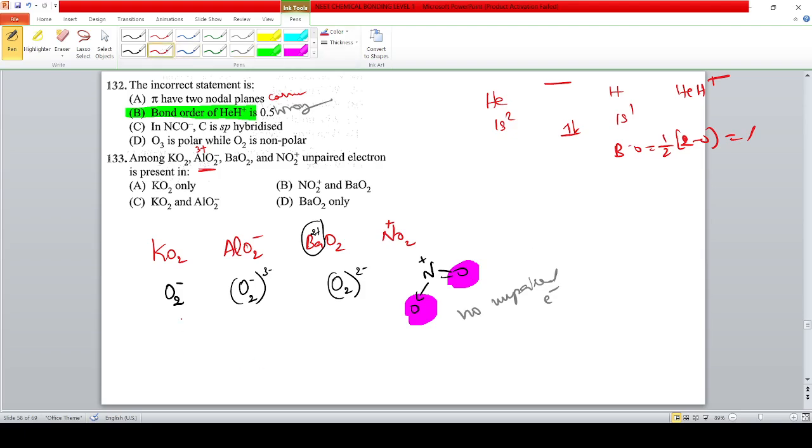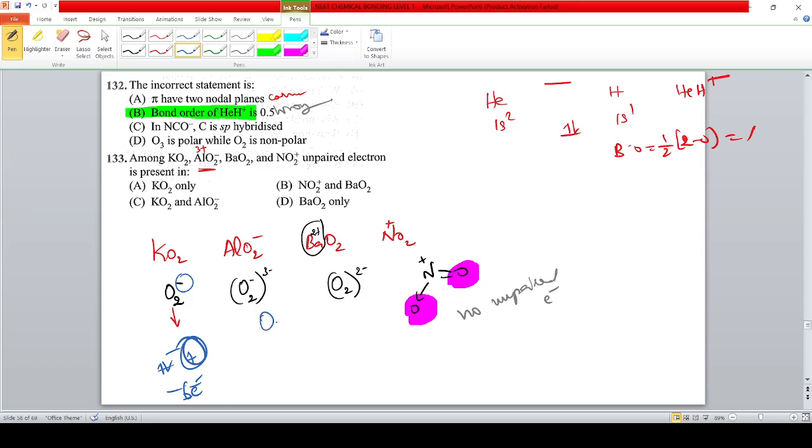Coming to the remaining 3 cases, here definitely unpaired electron is there, because we know oxygen. So here 6 electrons and here 1 and 1, 8 electrons. There is another electron. Another electron means unpaired electron is there, sir. It is paramagnetic.